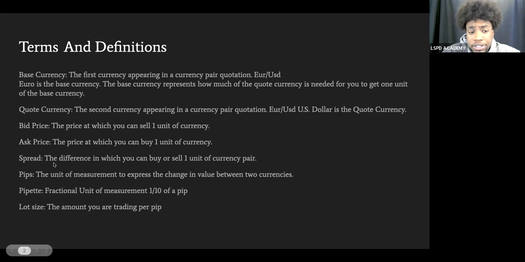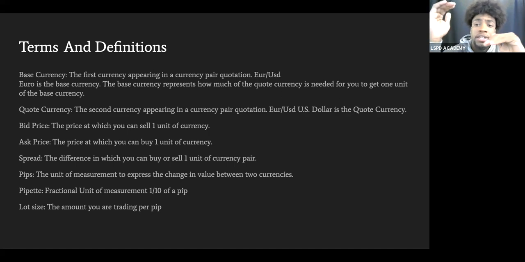The difference, the spread, right? So spread is the difference in which you can buy or sell 1 unit of currency. I'm going to have a picture later on. When you're logged into your Forex broker, on MetaTrader 4, looking at the charts, what you'll see is a bid and an ask price side by side next to each other, and we'll get into that. The difference between the price at which you can buy and the price at which you can sell is what you call your spread, right?